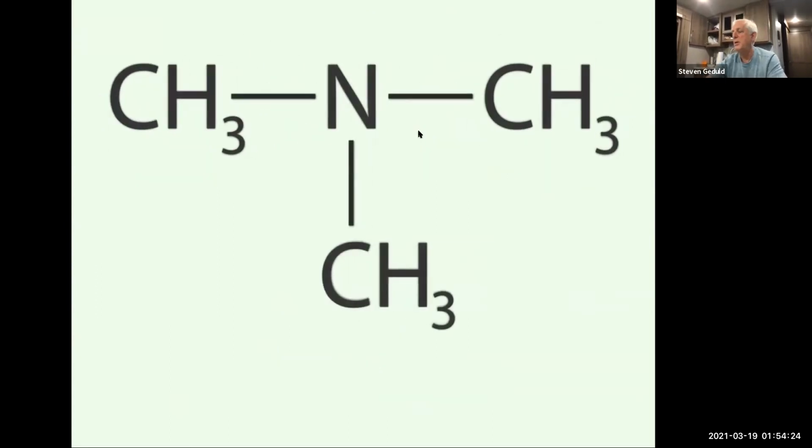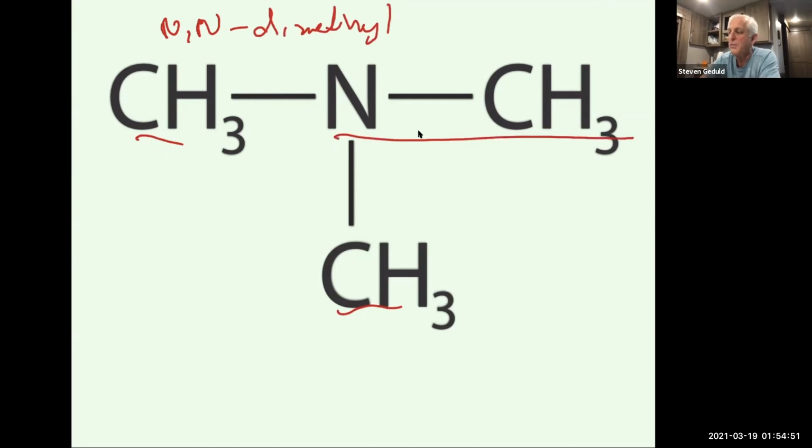Okay, let's look at this one. Now, this is a tertiary amine. So how do I name this thing? We would put an N, so two N's, and I have two of the same groups attached, so dimethyl. Those are your attachments, and then name the rest of the compound. One carbon, methane, drop the E, add amine.